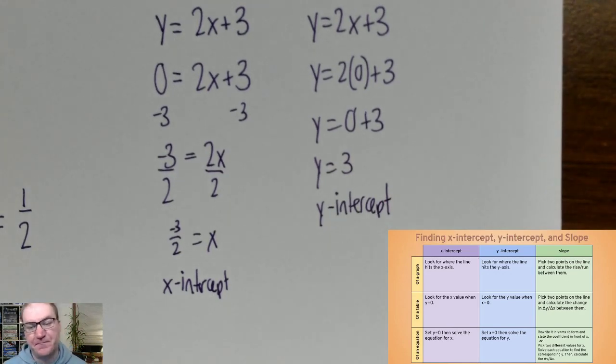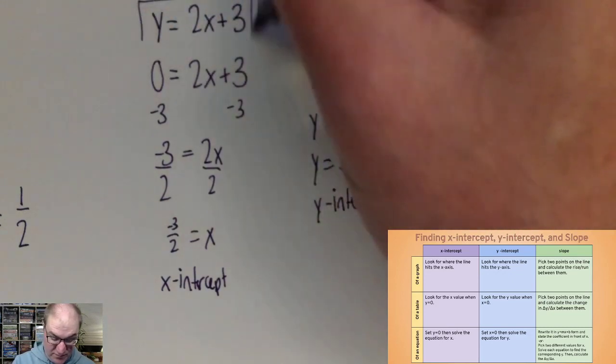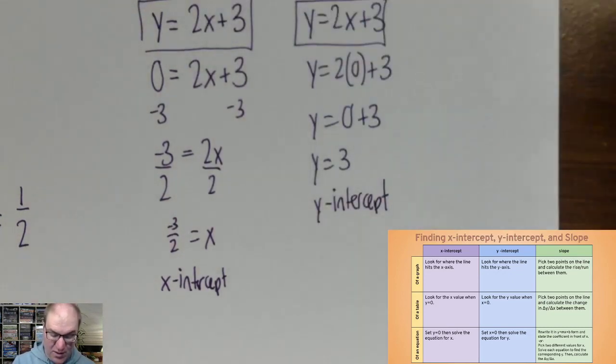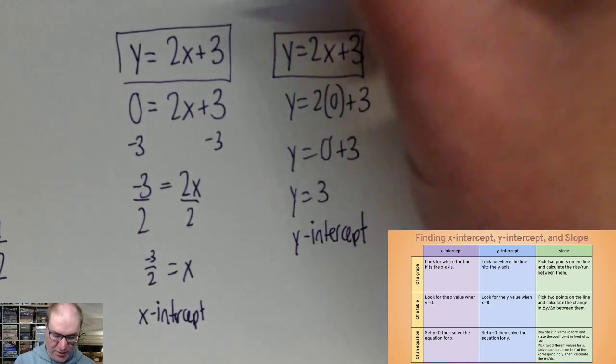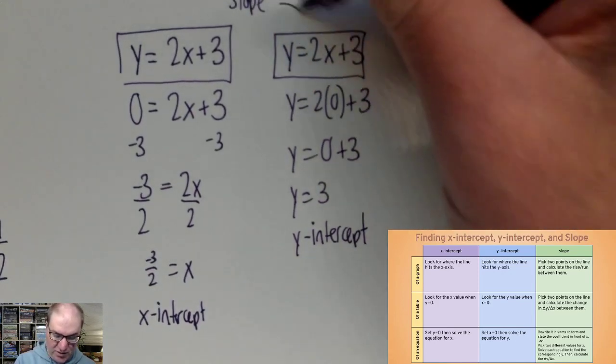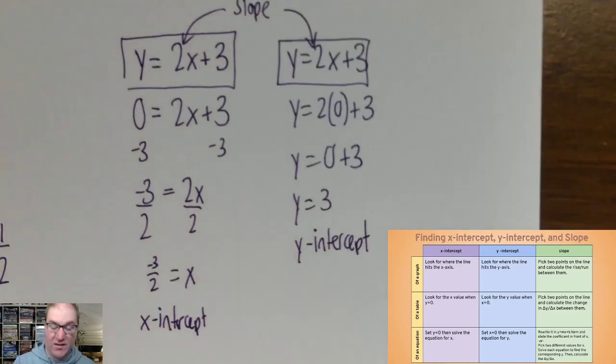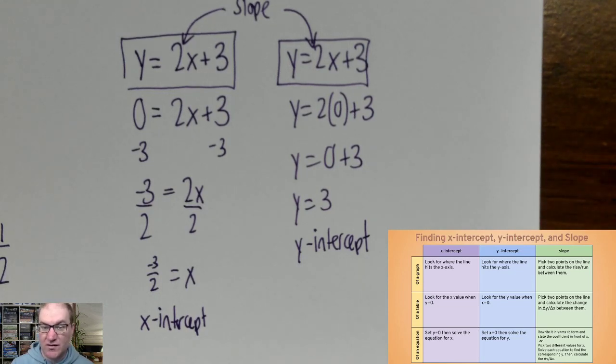The y-intercept is 3. And then if I want to know the slope, there are 2 things I can do. I can make sure that the equation's in y equals mx plus b format, which this one is. And if that's the case, I just identify the slope by looking at the coefficient in front of the x. So my slope is 2. And if it's not in slope-intercept form, then you just need to find 2 solutions to the equation.